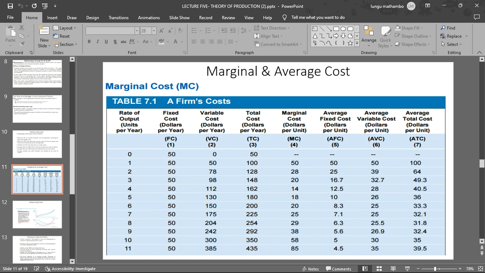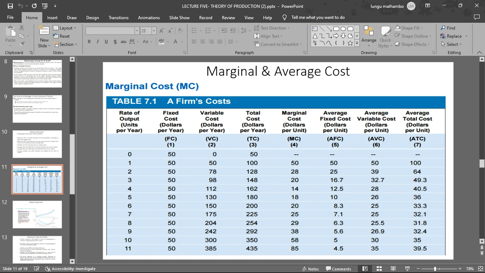As you can see, even as output is increasing, this cost does not change. This cost is not changing. So in short, fixed costs are fixed throughout the production period. They do not change with the level of output. So that's how we have this 50 throughout. This shows that it does not change with the level of output.